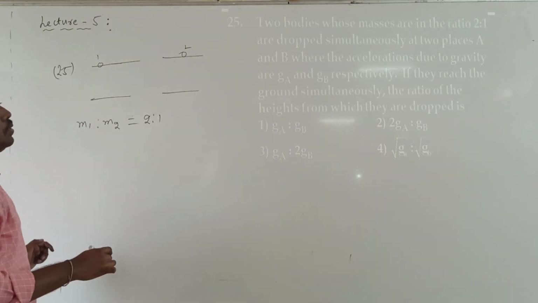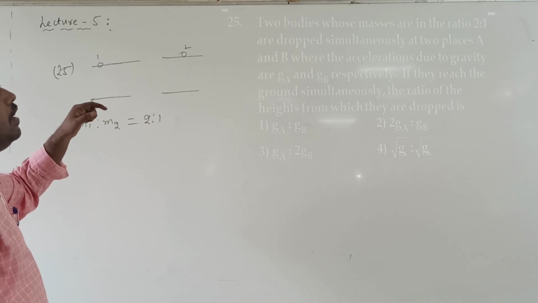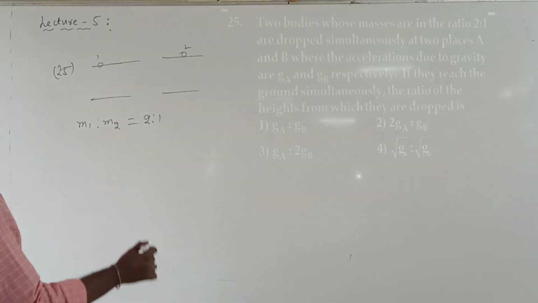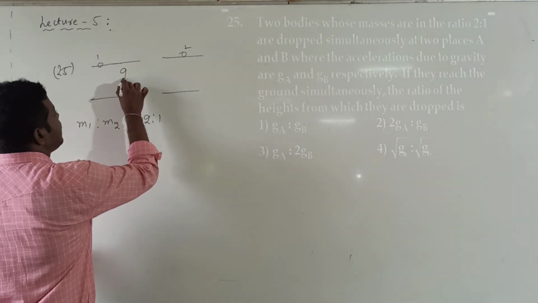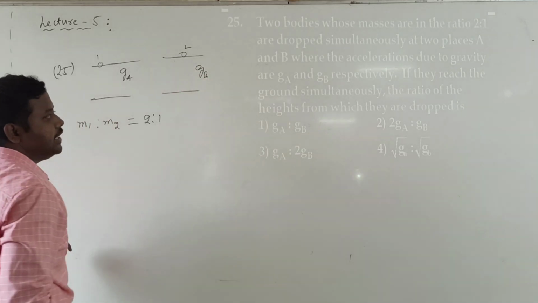They are dropped simultaneously, at the same time, from the two places A and B, where the acceleration due to gravity is G and G. At one place the acceleration due to gravity is G, and at the second place the acceleration due to gravity is G.